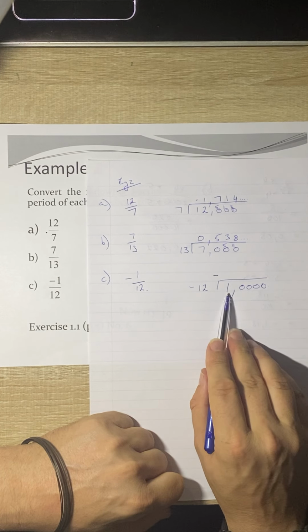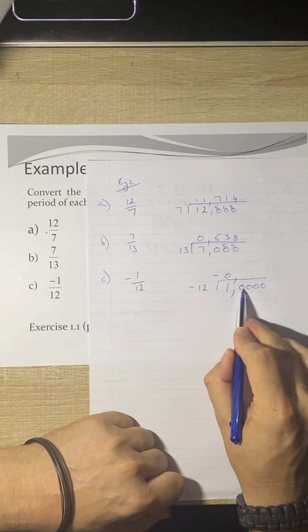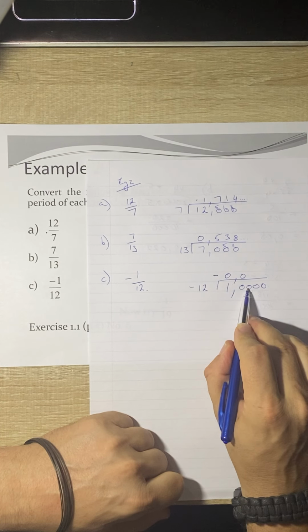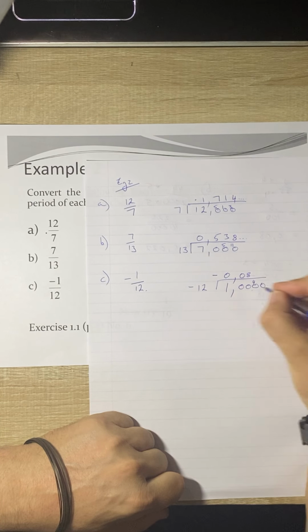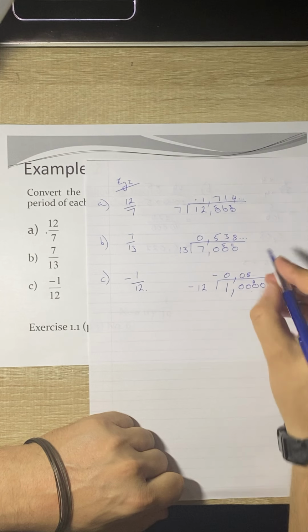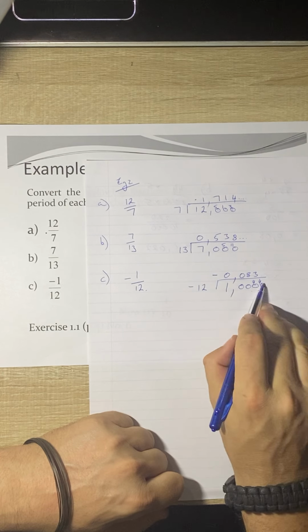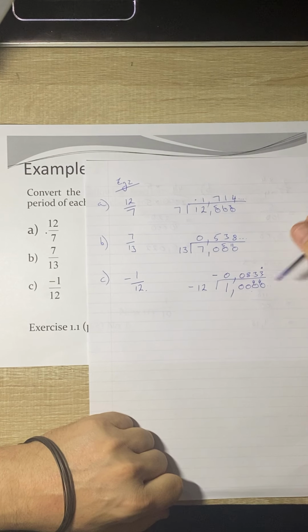So 12 into 1, it doesn't go. Carry the 0. 12 into 10 does not go. Put down the 0. 12 into 100, yes it does. It goes 8 times, and then we have remainder 4. 12 into 40, 3 times, remainder 4. So we'll have 40, then it'll go 3 times, remainder 4, and so on. So you can see that this one is going to start repeating from there. So the period of this one would be 1. And that's your final answer.